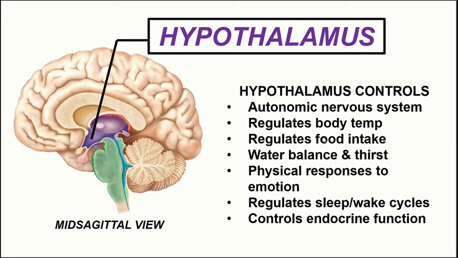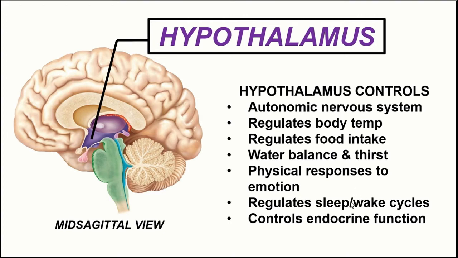So the hypothalamus controls most of the autonomic nervous system, or I should say a good majority of the autonomic nervous system. It also regulates things like body temperature. There's a specific nucleus within the hypothalamus that acts as our thermostat and regulates body temperature. There are also nuclei that regulate food intake, water balance, and thirst, that is, the taking in of water in addition to food. The hypothalamus controls physical responses to emotions.